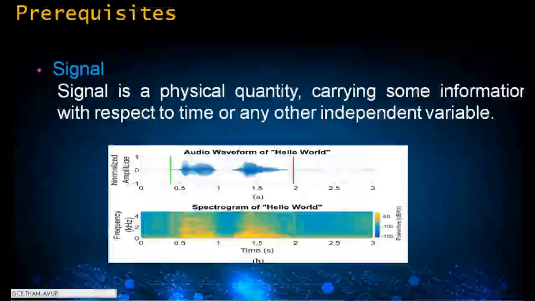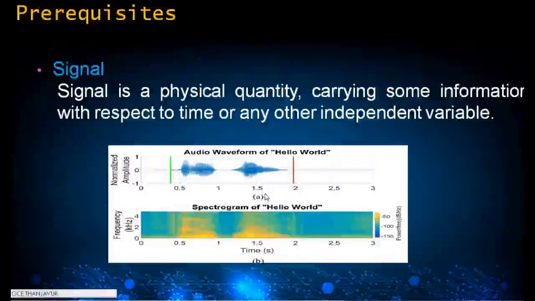There are some basics you must know before entering into the subject of communication engineering. First one is, what is a signal? A signal is a physical quantity carrying some information with respect to time or any other independent variable. Here you can see one speech signal. Your speech signal also will be like this.